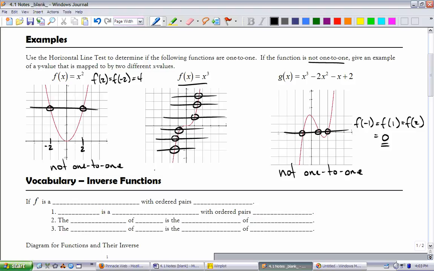I should say that the first one here, or this middle one here, is one-to-one. That's one-to-one functions.